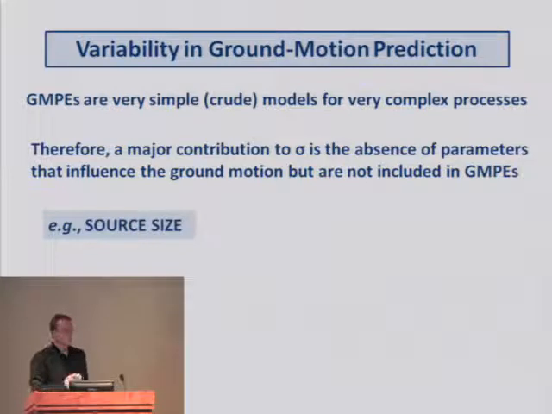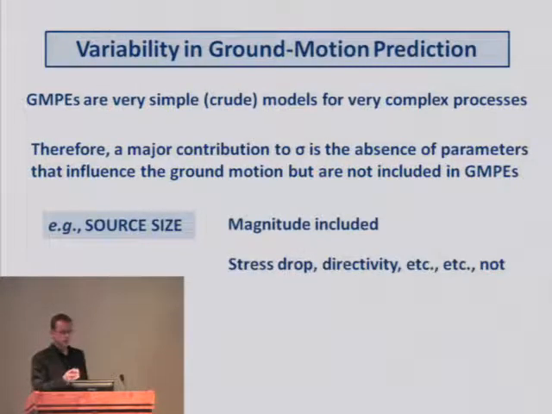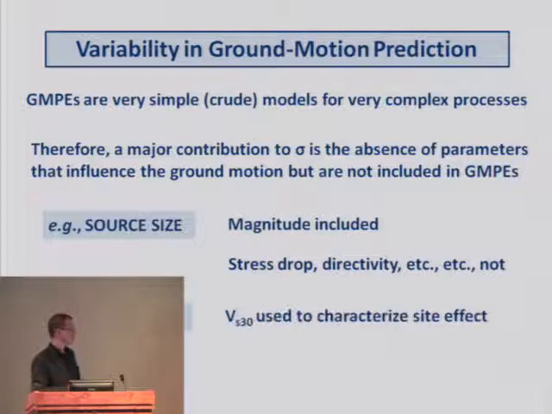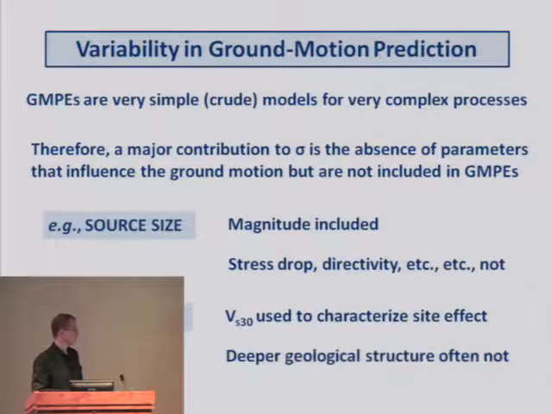So, for example, we characterize the source size by magnitude, but everything else, stress drop, directivity, asperity size, is not included in the models. In terms of the site geology, we can use, in the better models these days, shear wave velocity over 30 meters, VS30, to characterize the site effect, but we don't really consider the deeper VS structure. And even when we do have these good parameters, there's still an approximation for, in all cases, a wide variation.